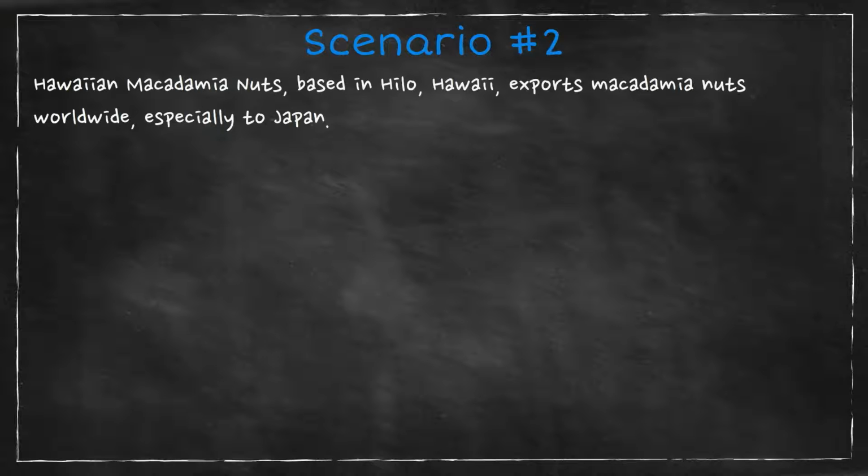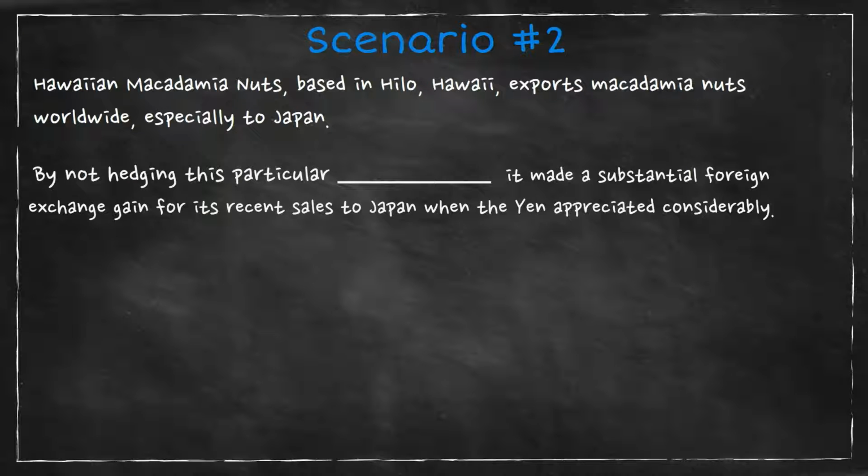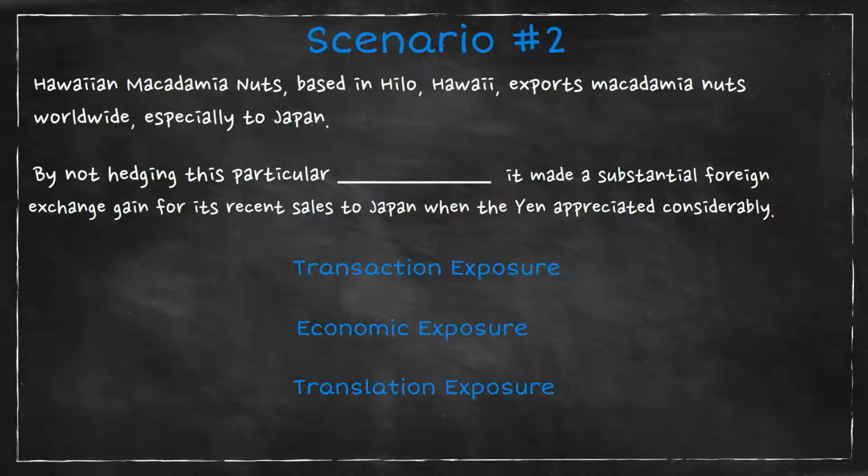Scenario number 2. Hawaiian macadamia nuts, based in Hilo, Hawaii, exports macadamia nuts worldwide, especially to Japan. By not hedging this particular exposure, it made a substantial foreign exchange gain for its recent sales to Japan when the yen appreciated considerably. Is this a transaction exposure, an economic exposure, or a translation exposure?